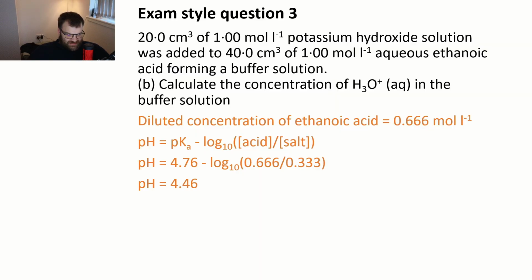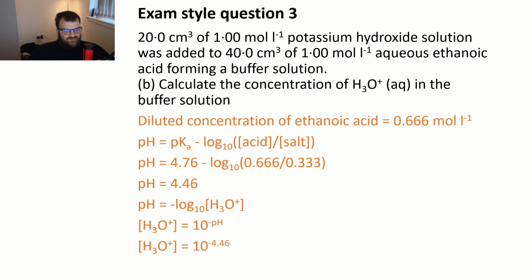They're not asking you for that, they're asking you for the hydronium ion concentration. So we want to rearrange pH equals minus log to the base 10 of hydronium ion concentration. So it's going to be 10 to the power of minus pH, 10 to the power of minus 4.46, which my calculator says is 3.47 times 10 to the minus 5 moles per litre.